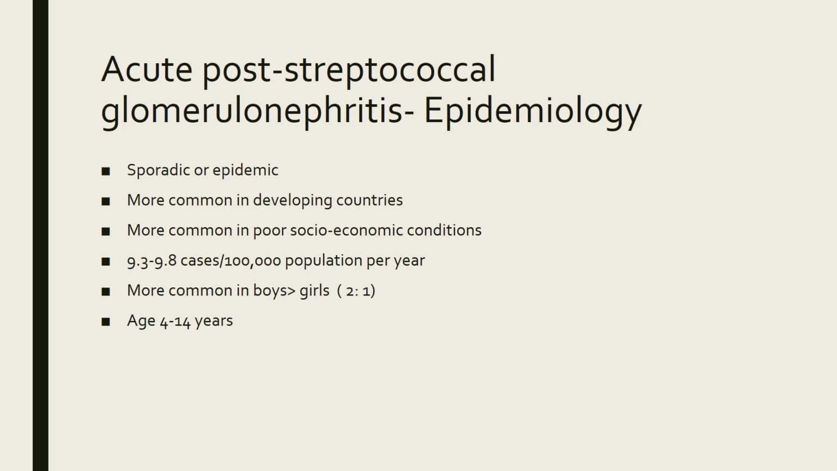The estimated incidence is about 10 cases per 100,000 population per year, and it's found to be more common in boys than girls. No one knows the reason. And it tends to occur mostly in school-going children between the ages of 5 to 15. Median age about 7 to 8. Rarely occurs in children who are less than 2 years.